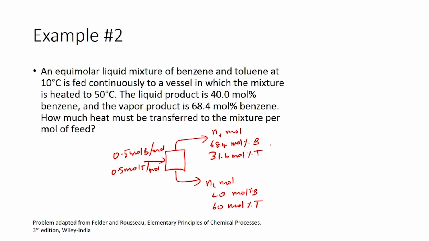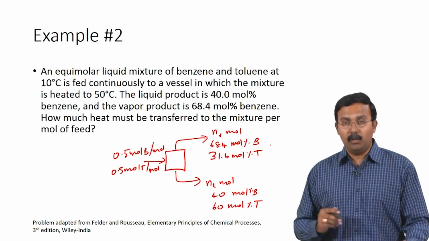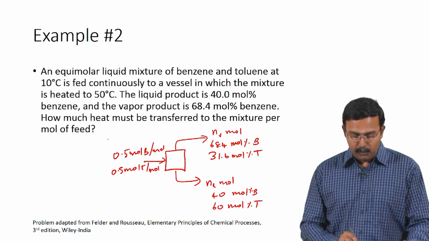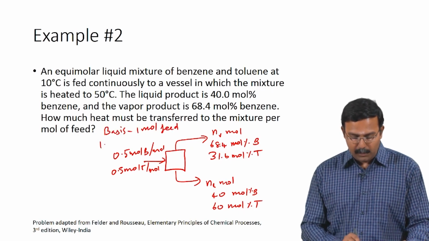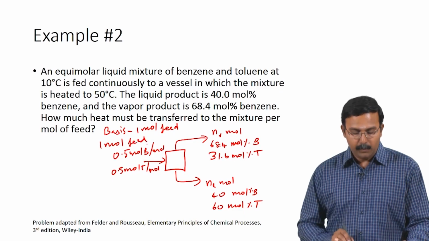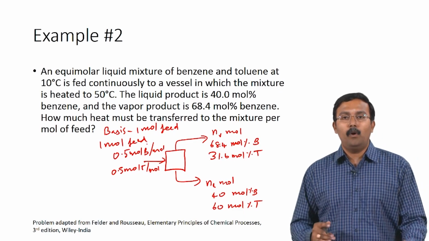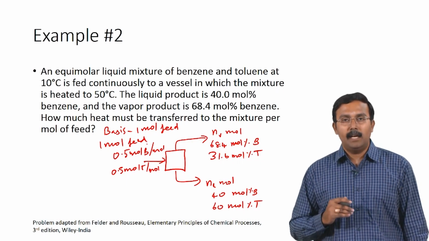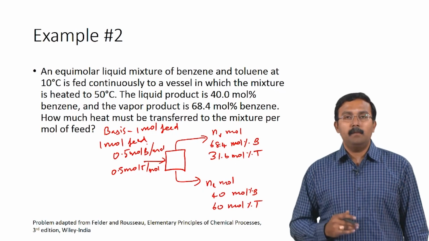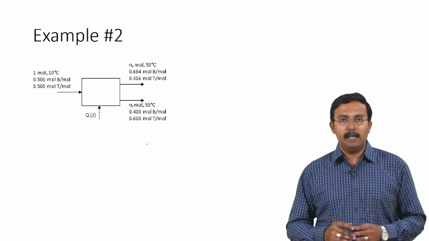We have also been told to calculate the amount of heat which needs to be transferred per mole of the feed. So, this means we can use a basis of 1 mole of feed. Because of this, you would have 1 mole of feed entering. We need to perform material balance calculations to identify what NV and NL are. For any energy balance problem, as I always say, material balance is the first step. So, let us first perform the material balances.